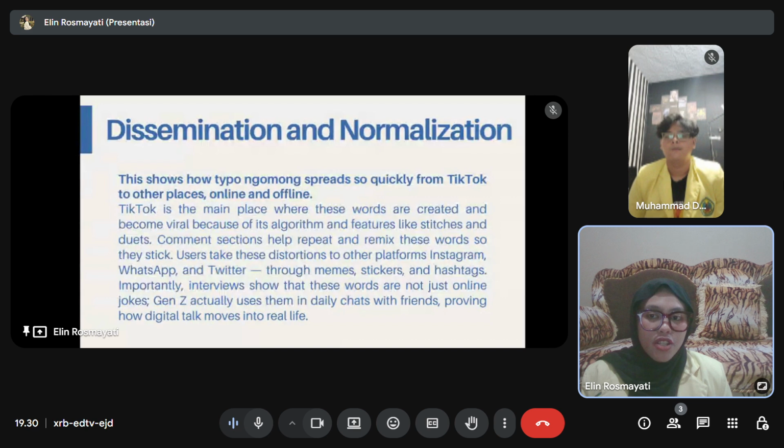Through memes, stickers, and hashtags, and importantly in interviews, these words are not just online jokes. Gen Z actually uses them in daily chats with friends, proving how digital talk moves into real life. So in this dissemination and normalization, it really spreads quickly, and the digital platforms have a big role when this phenomenon spreads and becomes normalized.